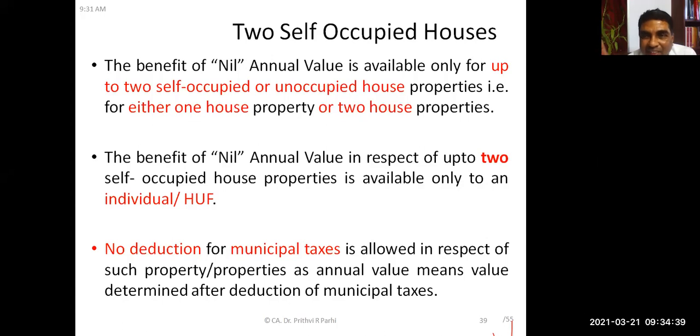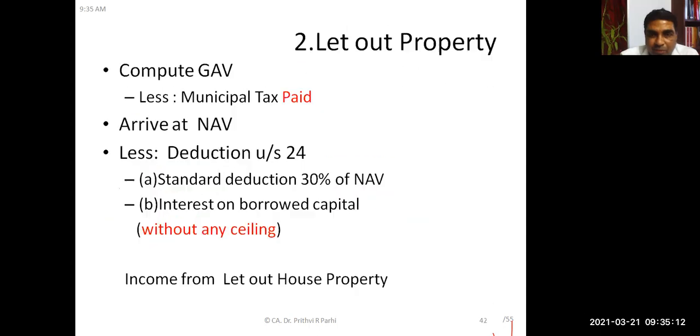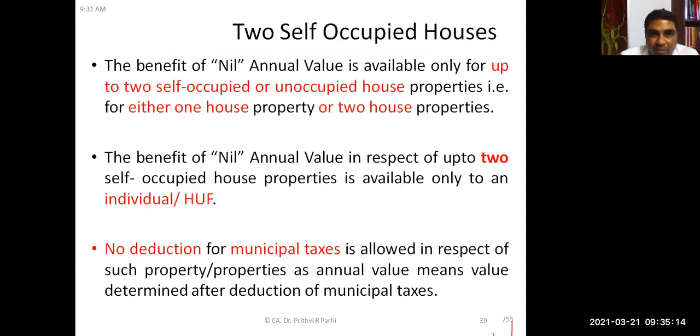So as I had told you earlier also, NAV will be treated as nil, 0. Therefore, there will be no deduction for municipality taxes. There will be no standard deduction also. Only one deduction. What is that? Interest on borrowed capital. Only that one deduction, because of which income can become negative.